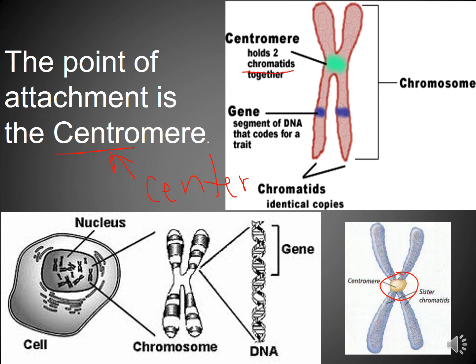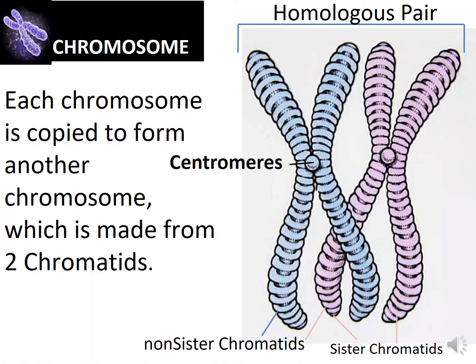Again, those chromatids together. Now, a homologous pair. Homo means same. So the same pair. If you are the same, obviously everything about you is pretty much identical. So each chromosome is copied to form another chromosome, which is made from two chromatids.